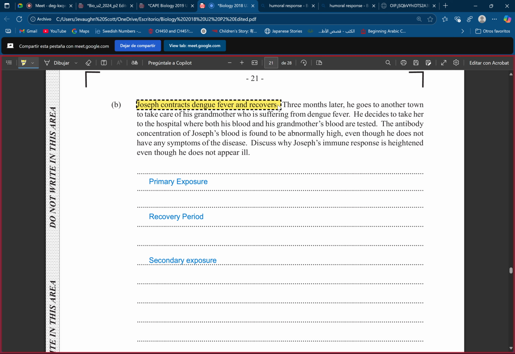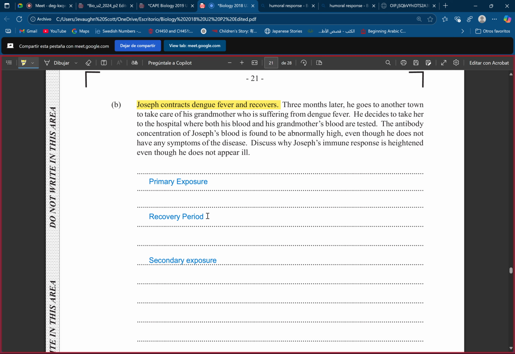So his body would be basically blindsided by dengue. He would battle through it, and then after recovery, the antigens are stored in an antigen library, which are the memory T and memory B cells. The memory B cells would note the antibody that was used effectively against that antigen. Then we see that 3 months later he is exposed to the dengue virus again. He never explicitly said that he was infected again, but he goes to another town where his grandmother is suffering from dengue. So we can assume that we're speaking about the secondary exposure.